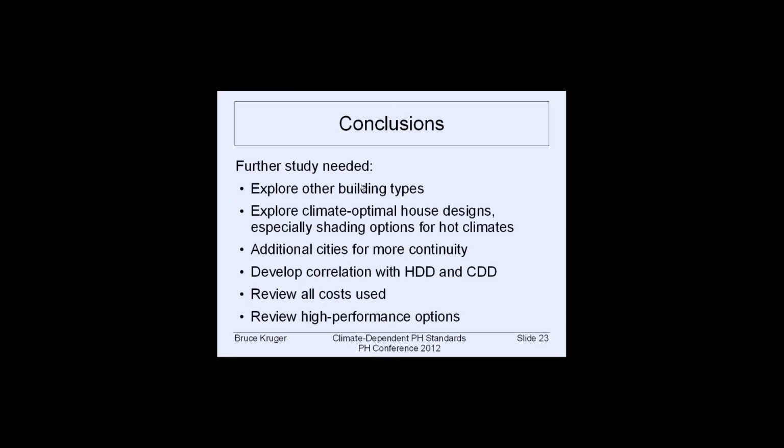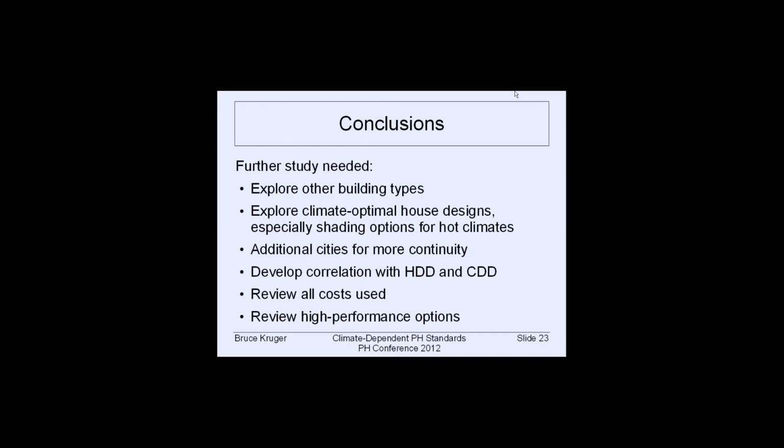I just want to end with some ideas for what would be needed next before this could be considered more seriously, and certainly before it could be put into production, as it were. So one big need is to explore other building types, not just single-family homes. Another thing is I was not able to fully explore climate-specific house designs. And the biggest example of that is extensive shading that could be used in the warm climates.